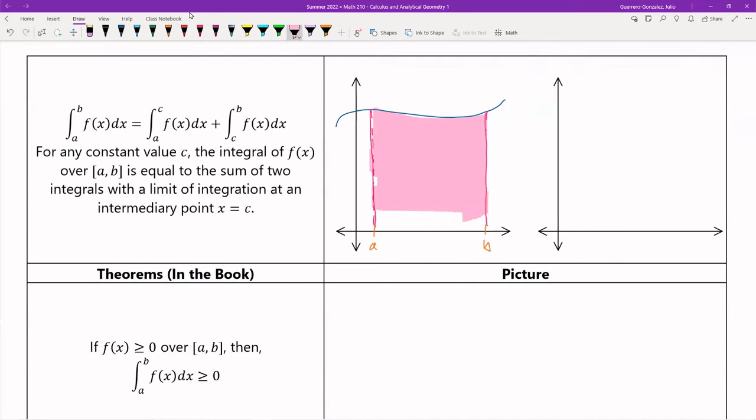So let me show you guys what I mean. So let's say I wanted to take this area right here. So this right here is the integral from A to B of f of x dx. Then I can choose any intermediary point, C. Like I said, it doesn't have to be inside A to B, but it makes most sense when I draw it between A and B. So if this is A and this is B, I'm going to choose my intermediary point. It doesn't really matter where. I'm going to choose that to be C right there.